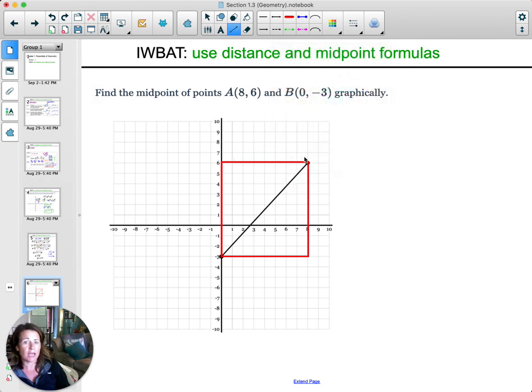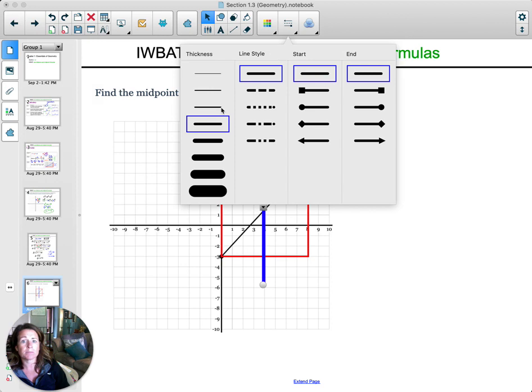So you can actually just count here. So this is 1, 2, 3, 4, 5, 6, 7, 8 boxes wide. So the middle of 8 is 4. And you can draw a line there. I'm just going to make it a little bit skinnier.